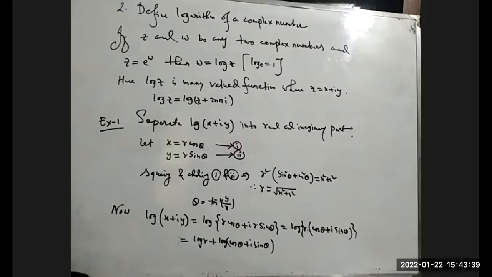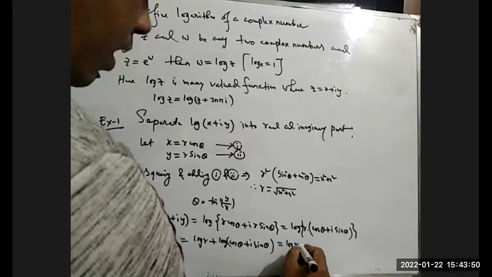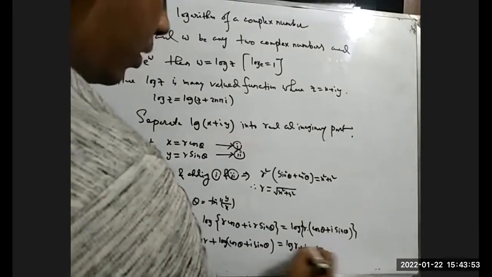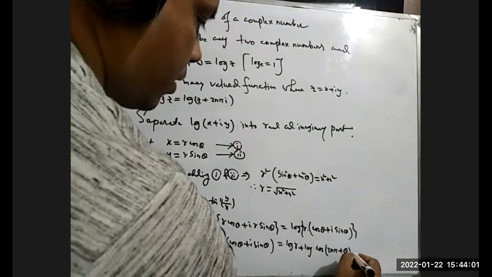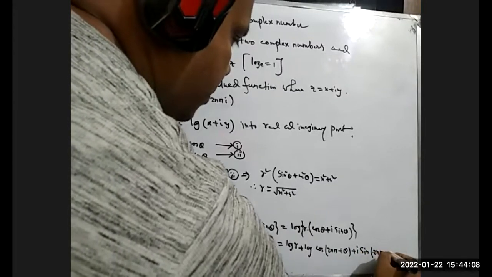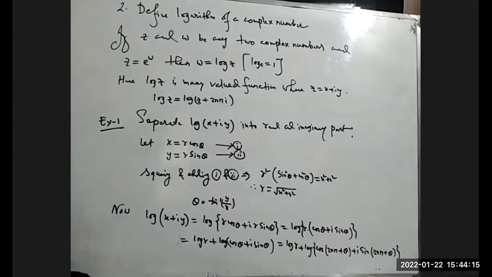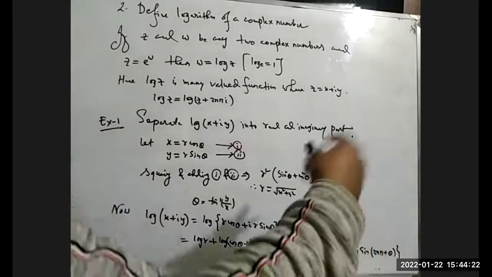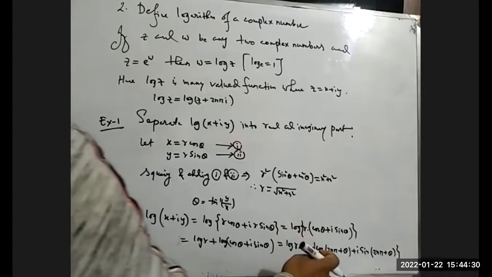Now this can be written as log r plus log of cos theta plus i sin theta, where theta can be written as twice n pi plus theta, and sine also can be written as twice n pi plus theta. Very easy, because this is a periodic function for 360 degrees, one rotation. This is why for n times rotation we can write the same value of cos theta.